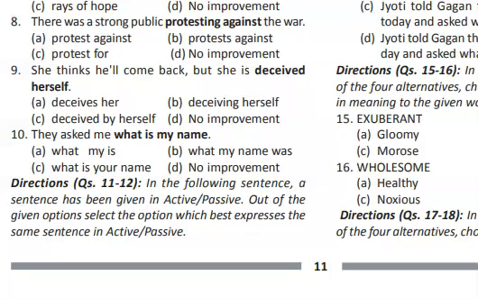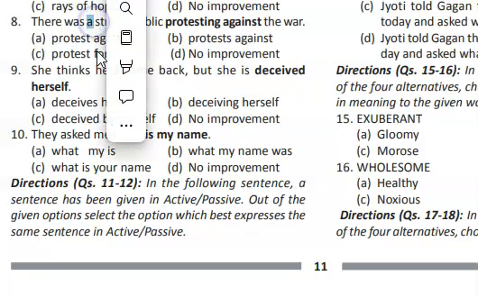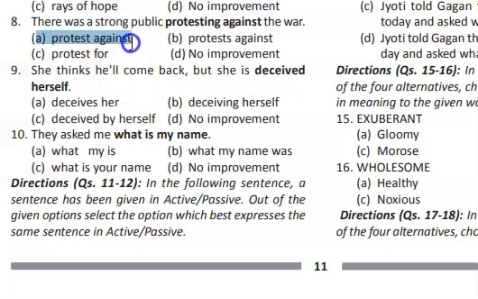There was a strong public protesting against the war. Here the article a has been used in the sentence. Because article a has been used, it should be protest against, not protesting against. Protest against will be the correct expression here.